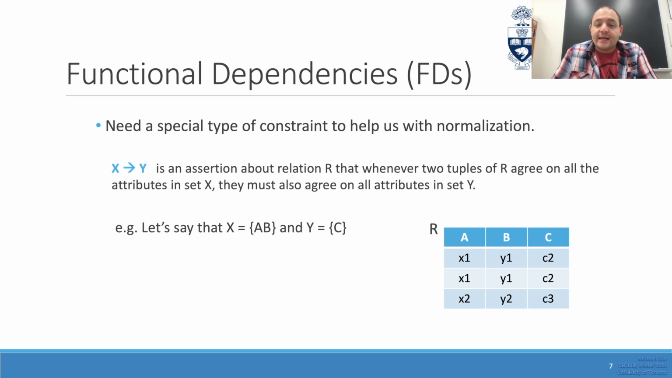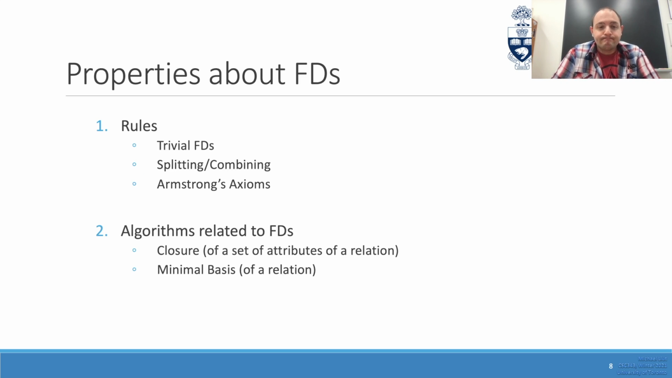So if we look at an example here, our relation R that has A, B, C, you'll notice that if we say that X equals A and B and Y equals C, the combination of the attributes that exist in our first two columns, A and B, will help us determine what actually exists in C. So there's some level of inference.